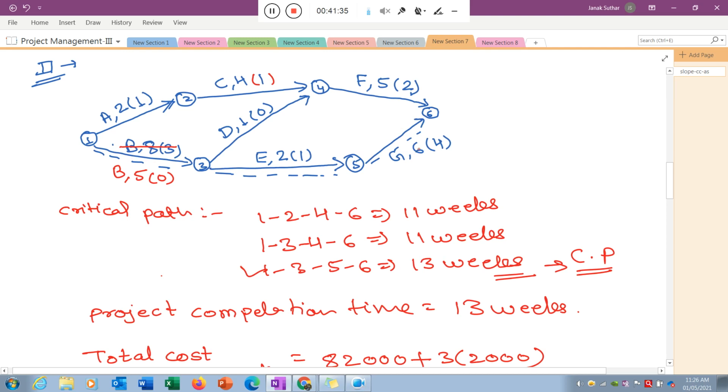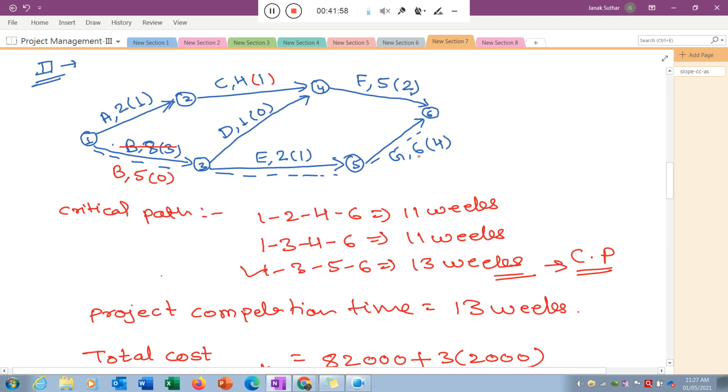Now if I reduce this G activity by 3 weeks, the new path length is now 10 weeks. But what is the critical path? That is the 11 weeks. So it will not reduce the project time. So the feasibility of reduction in this 5 to 6 is only 2 weeks. Then only your project time will be reduced.